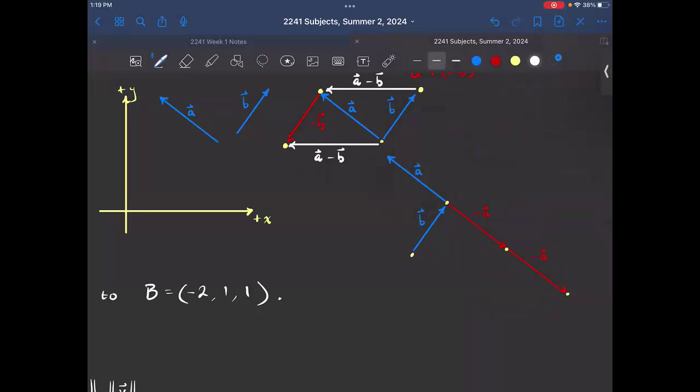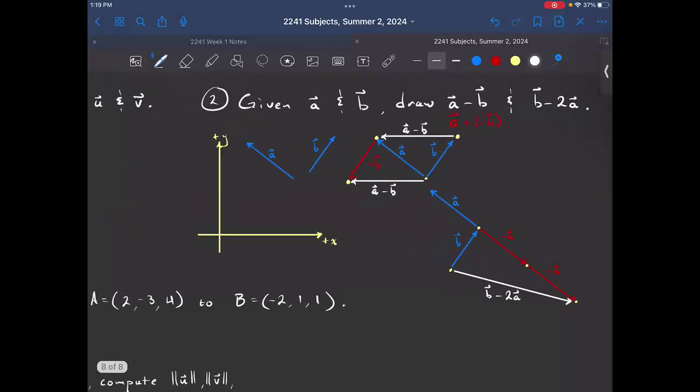All right, so what is b minus 2a? Well, as usual, start at the initial point of b and end at the terminal point of the last a. That didn't do what I wanted it to. Let's draw it this way. There we go. And the arrow pointing in that direction is exactly what we want, b minus 2a. All right, and that finishes up problem 2.